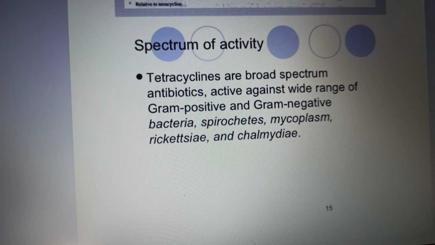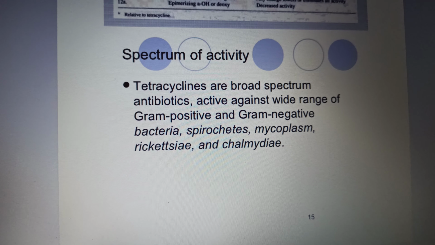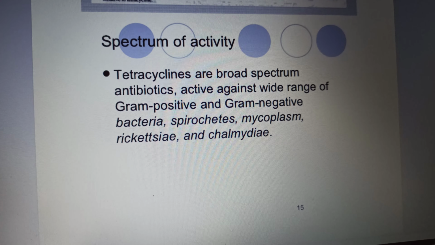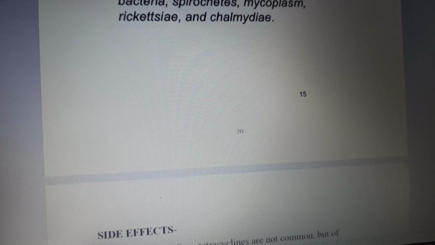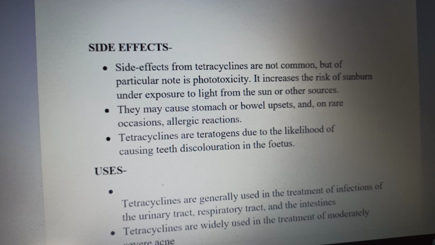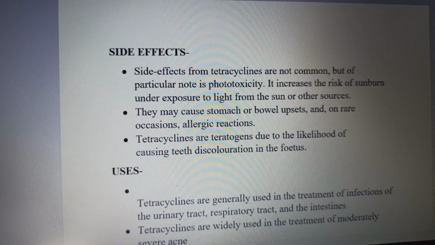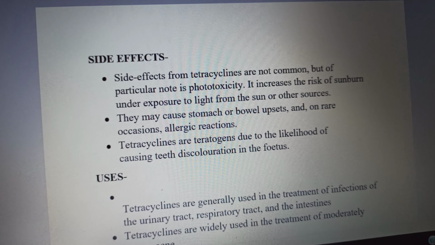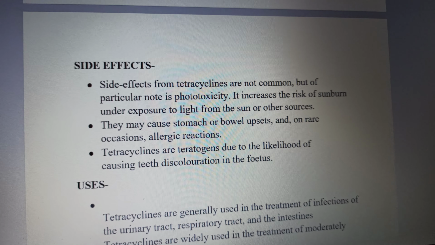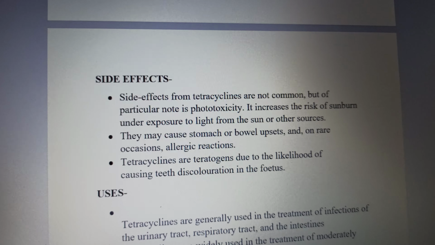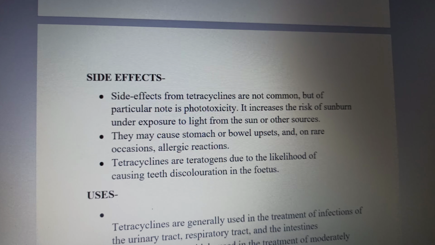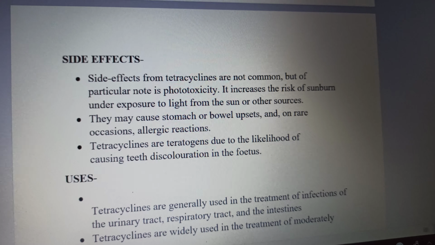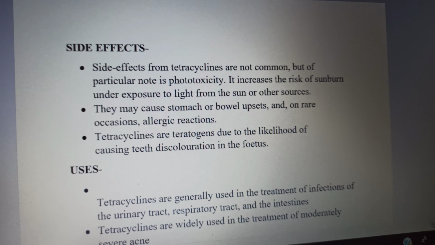The spectrum of activity. The tetracyclines are broad spectrum antibiotics active against a wide range of gram-positive and gram-negative bacteria, as we earlier discussed. The side effects of tetracycline. The side effects of tetracyclines are not common, means fewer side effects are generally shown by tetracycline, but a main side effect is toxicity or photosensitivity. It increases the risk of sunburn under exposure to sunlight and sunlight sources.